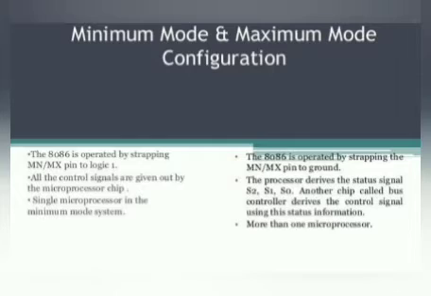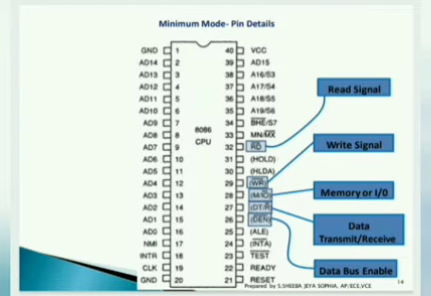Simply saying, minimum mode is only one processor device where 8086 alone controls, whereas in maximum mode multiple processors are connected with your 8086 system processor. Any device can control the bus signals. So moving to the pin configurations available here, only a single pin, that is the 33rd pin, is used to differentiate whether your processor acts in minimum mode or maximum mode.